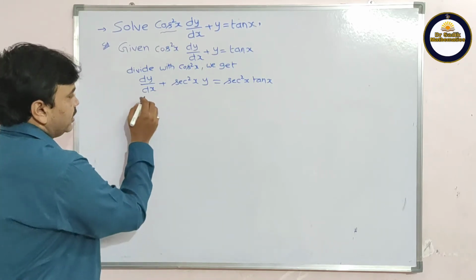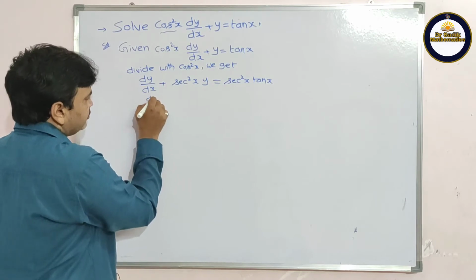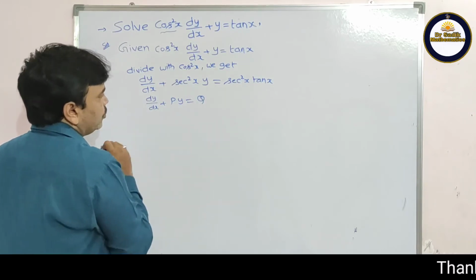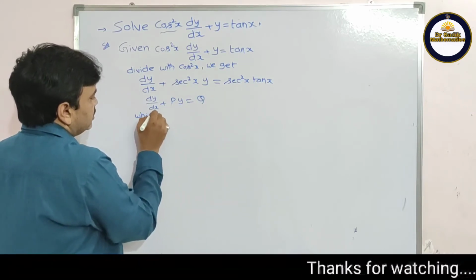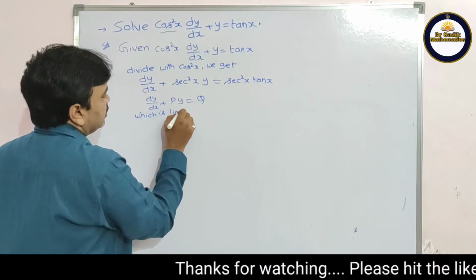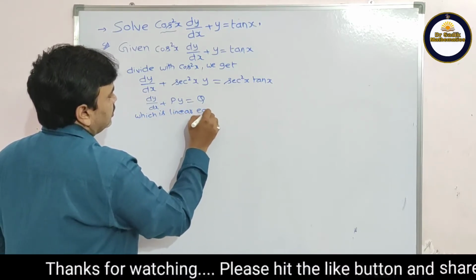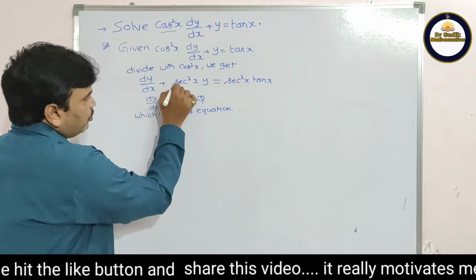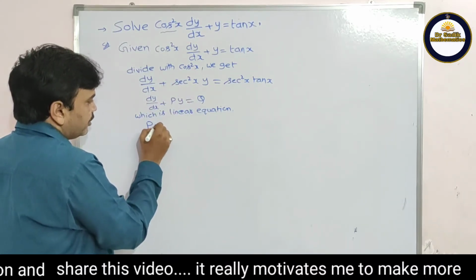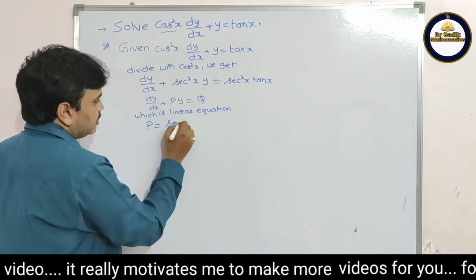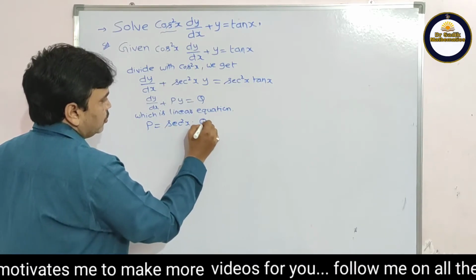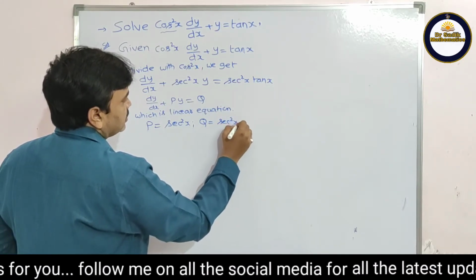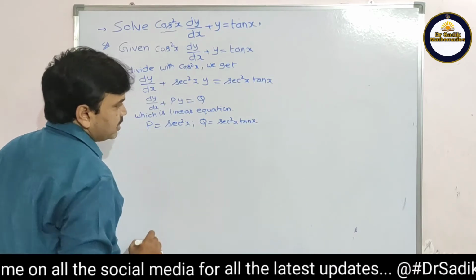Now which is a linear equation form, friends? What is the linear equation form? dy by dx plus Py is equal to Q. Okay, which is a linear equation. Now compare, friends. What is P? P is secant square x. Q, friends, is secant square x tan x.